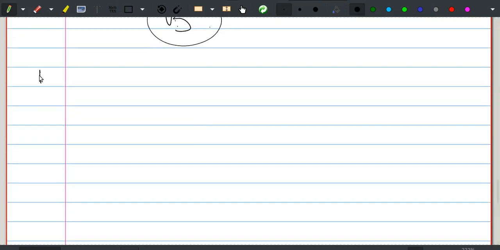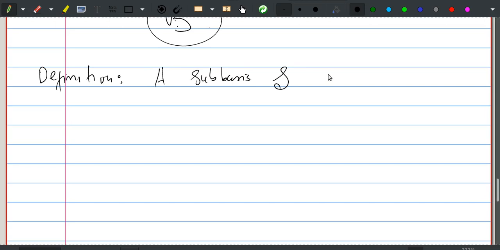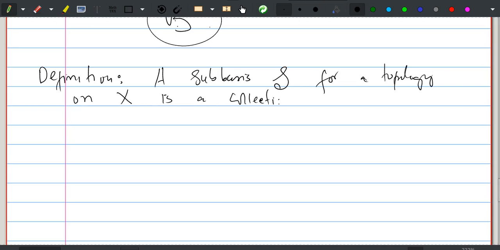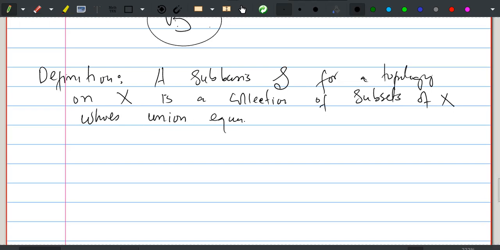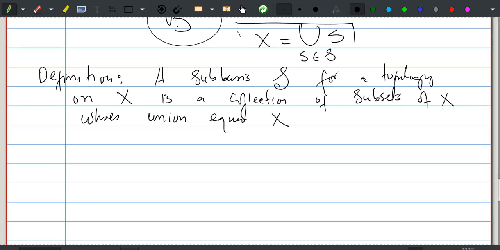So this is a definition for a subbasis for a topology. A subbasis, say script S, for a topology on X is a collection of subsets of X whose union equals X. I mean, if we take the union of elements S of the script S, and this union is equal to X, then we call this fancy S a subbasis for X.